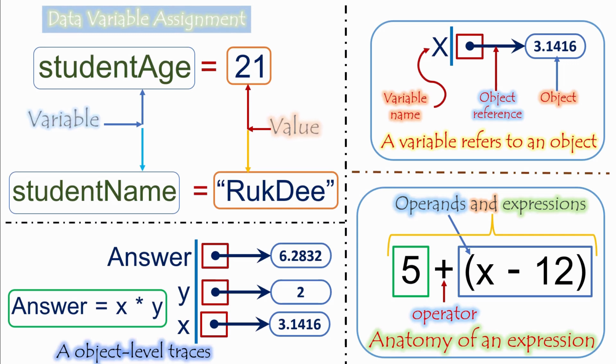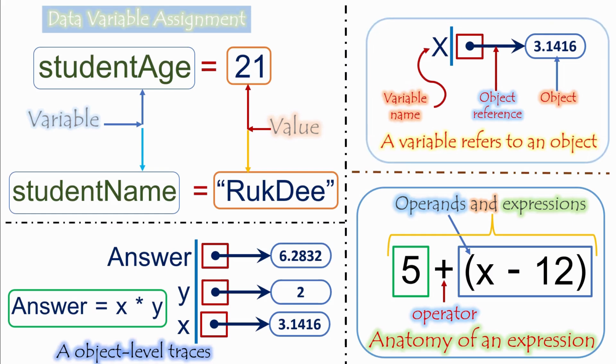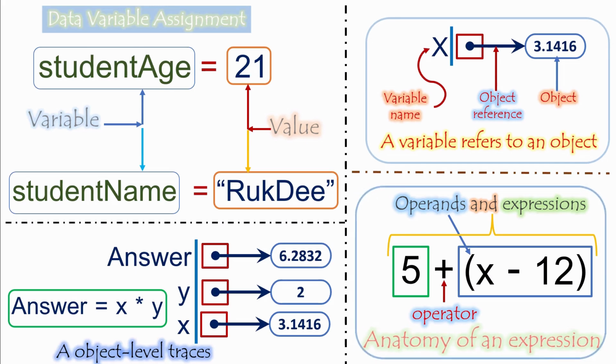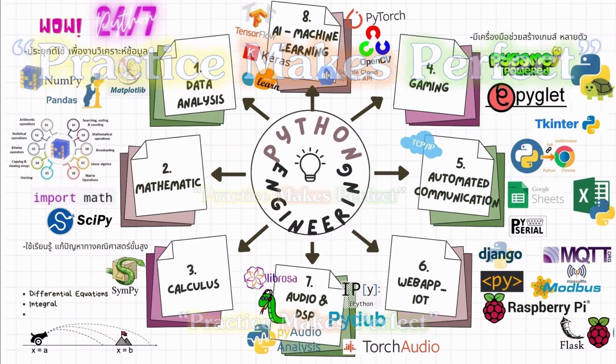With this illustration, learners should have a better understanding of the definitions, formats, and rules for each concept. In this image, I want to summarize data variable assignment, a variable referring to an object, the anatomy of an expression, and object-level traces, all in the context of Python data types.